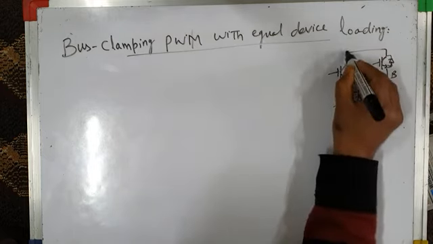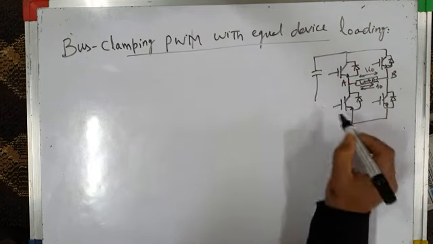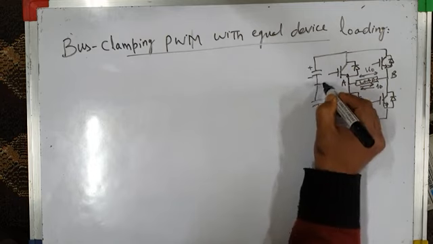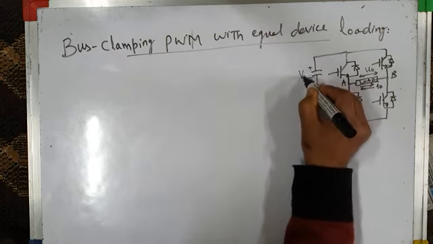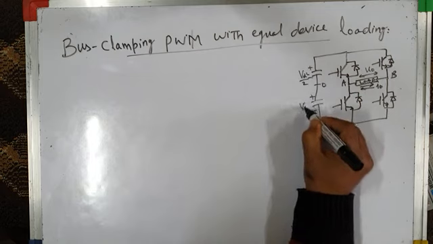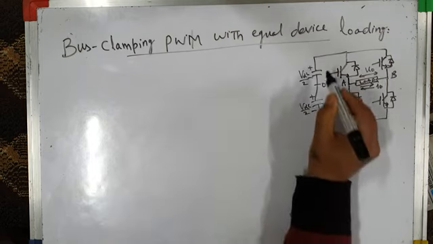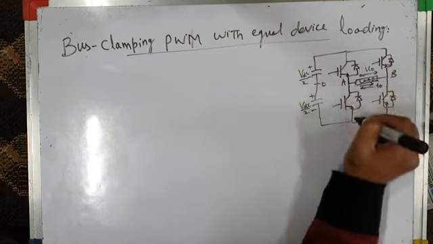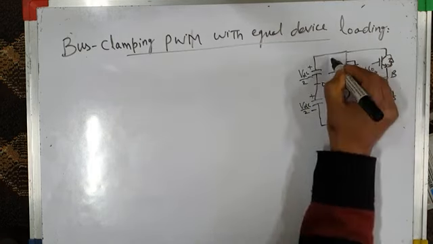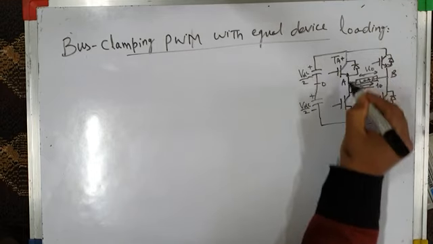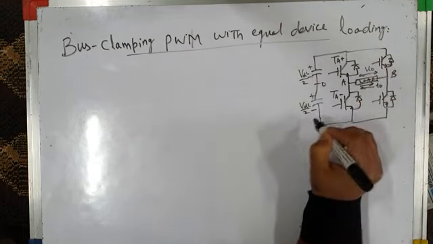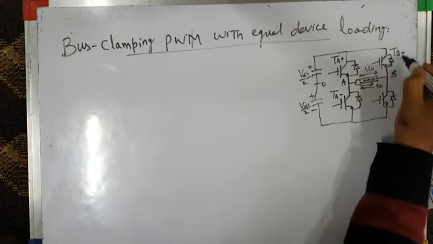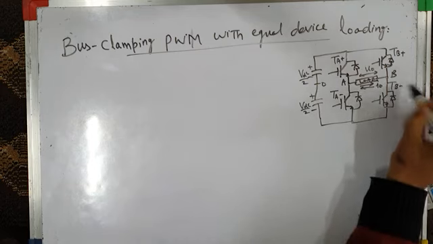Let's first of all complete the power circuit diagram. These are the DC bus capacitors with midpoint as O. The DC bus capacitor voltages are VDC by 2 or 0.5 VDC each, and the total DC bus voltage is VDC by 2 plus VDC by 2, that is VDC. For leg A of the inverter, its top switch is designated as TA plus and bottom switch is designated as TA minus. For leg B, the top switch is designated as TB plus and bottom switch is designated as TB minus.